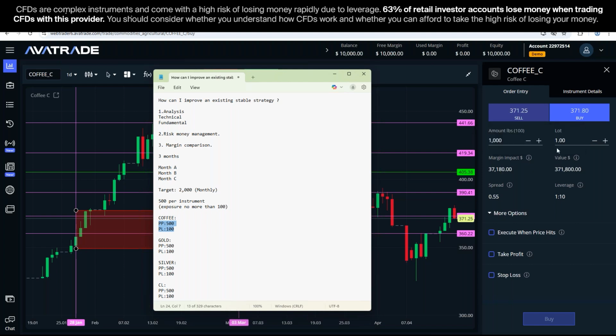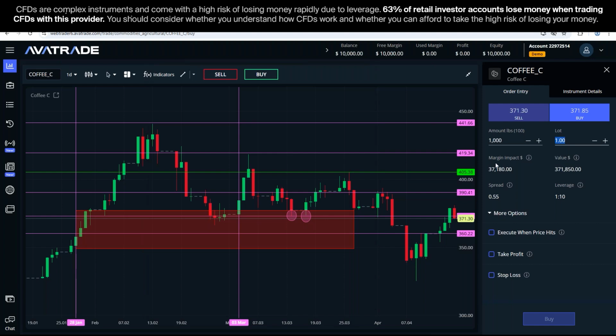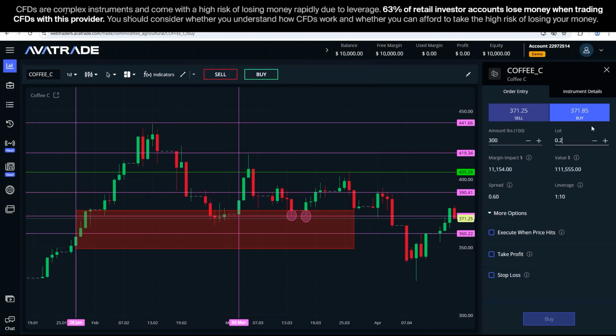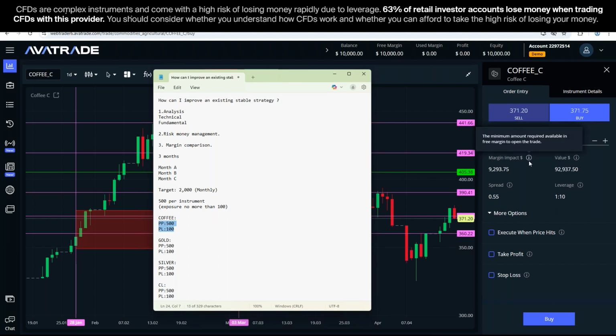If again I am required to use, as I showed you with gold, right? You saw that with gold. Let's make it challenging here as well. If, for instance, I'm looking at coffee now at 0.25 and we notice that the margin impact at this stage is 9,300, this will be approximately 93% of our available margin.